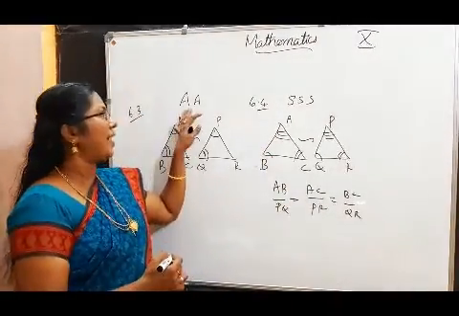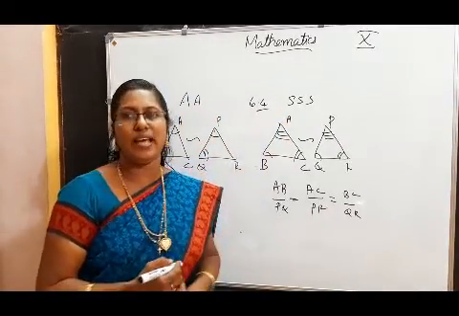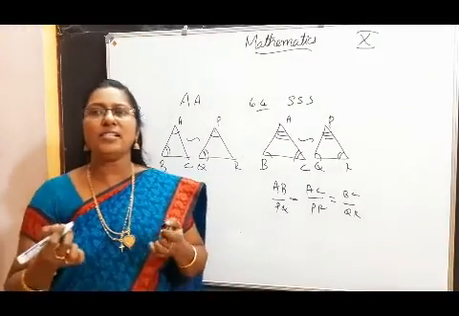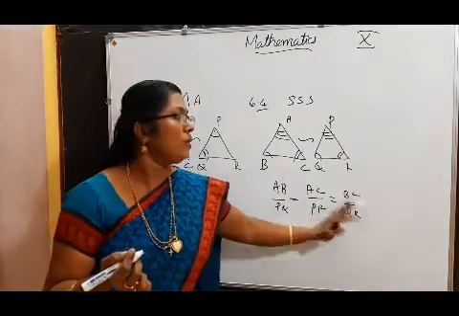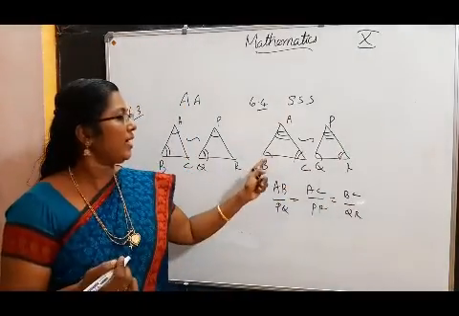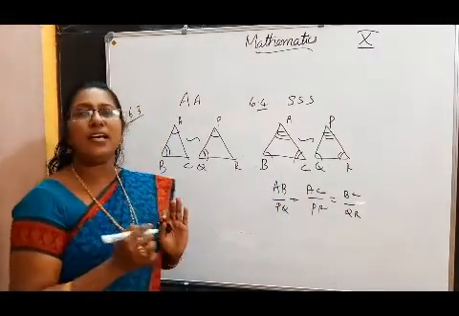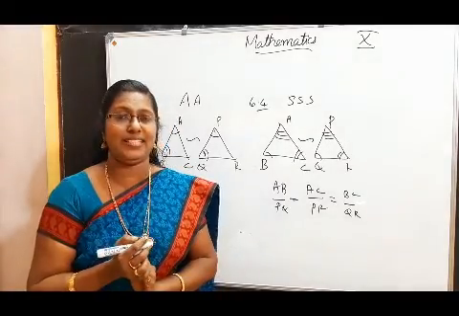This is the angle, angle similarity criterion. This is the side, side, side similarity criterion. I repeat, if in 2 triangles, the sides of one triangle are proportional to the sides of another triangle, then their corresponding angles are equal. This criterion is side, side, side, the SSS similarity criterion.